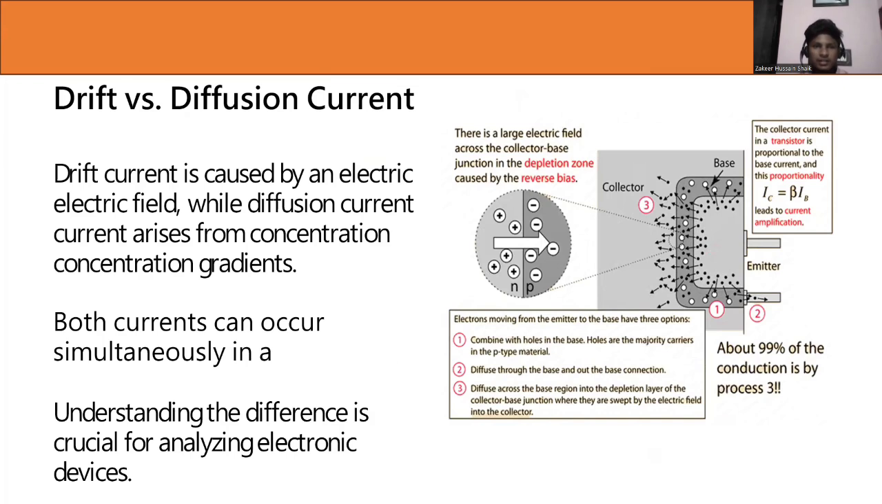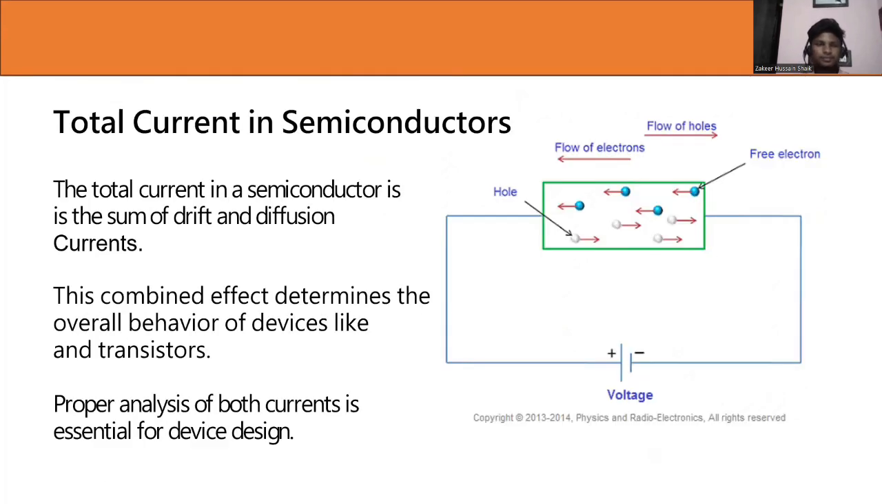Drift versus diffusion current. Drift current is caused by an electric field, while diffusion current arises from concentration gradients. Both currents can occur simultaneously in a semiconductor. Understanding the difference is crucial for analyzing electronic devices.